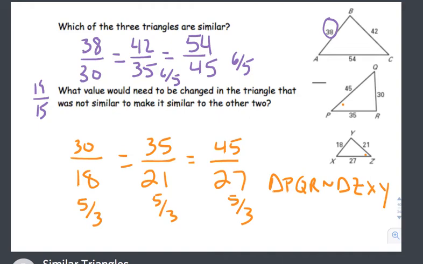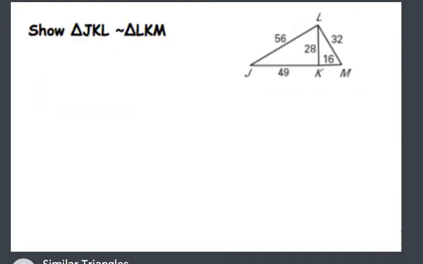Right here, this is the last problem. It says show triangle JKL similar to triangle LKM. I'm going to do that by using the sides. I'm going to help myself by writing out my similar sides in a proportion. JK are the first two letters, LK are the first two, so those should line up. Then KL should line up with KM. And then first and last, JL should line up with LM.